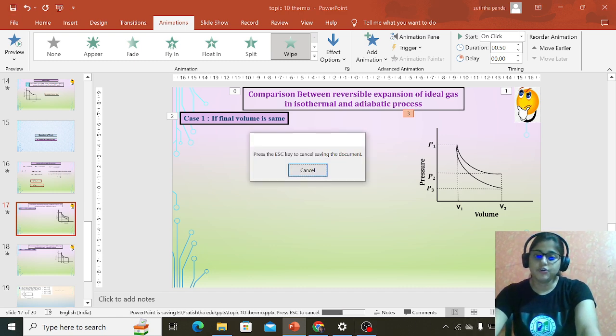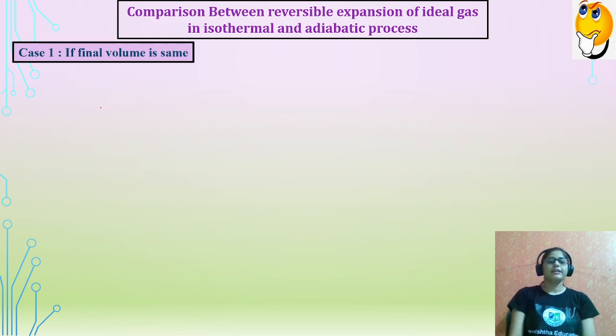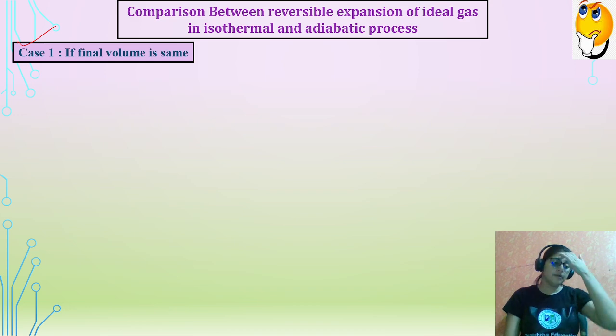Okay. So now the thing is, if the final volume is the same, first case. If you see the graph, you cannot answer it in a proper way. So if the final volume is the same, first condition is this. So if the final volume is the same, what should be the other values?